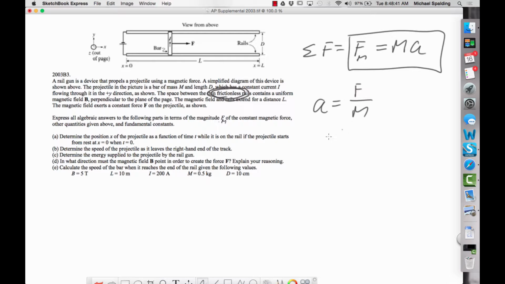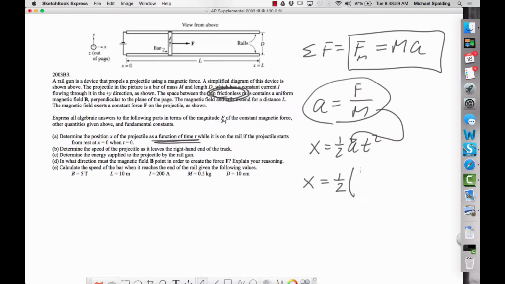Now, what do they want? Determine the position. So now we go to a kinematic equation: X equals 1/2 AT squared. They want the position as a function of time, so time has to be in there. So X, the position, is going to equal 1/2, take the A, plug it in, 1/2 F over M, T squared. So the position is going to be FT squared over 2M. That's the first question. That's the answer.